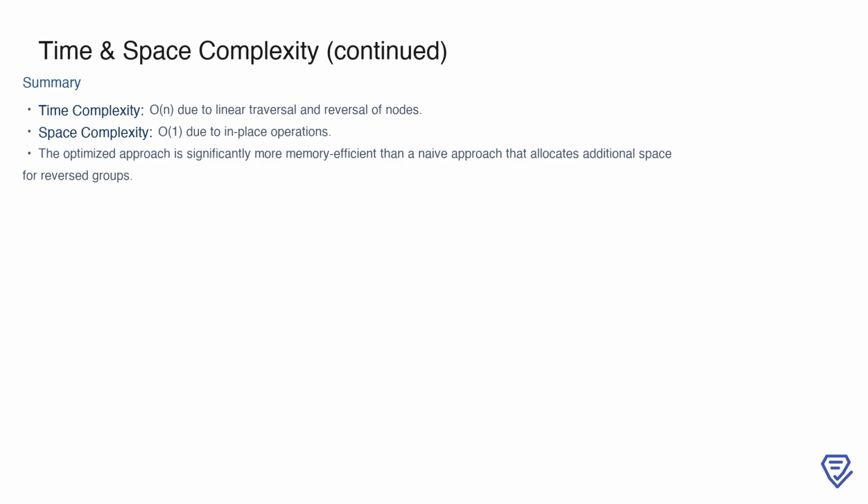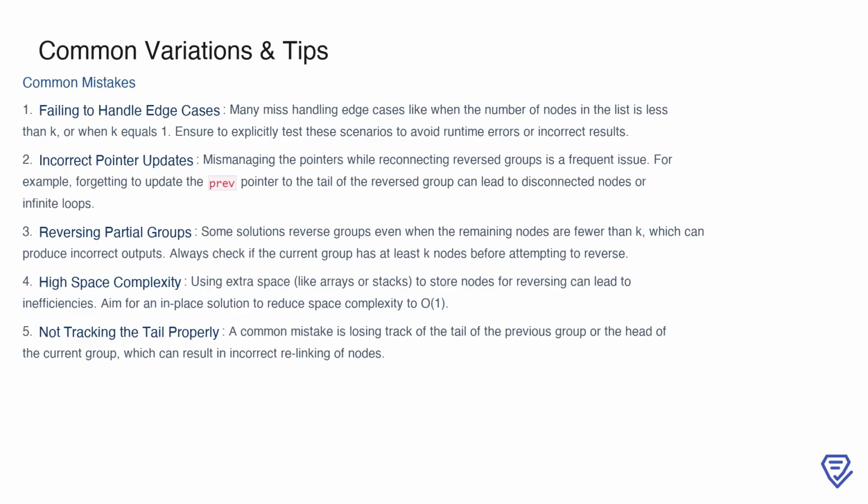This optimized approach not only achieves linear time complexity but is also significantly more memory efficient compared to naive methods that rely on additional space for reversed groups. By balancing time and space efficiency, this solution provides a robust and scalable way to reverse nodes in k-sized groups within a linked list.